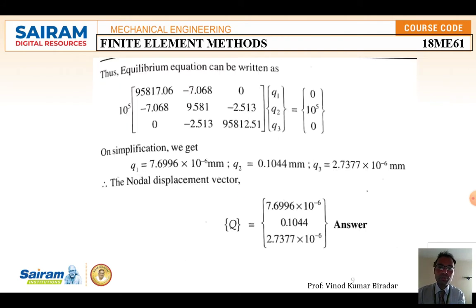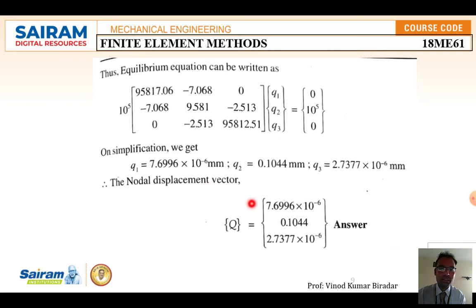Then the modified equilibrium equation can be written like this. Here we have added K1, and here also we have added. For simplification, just multiply this, and you are going to get the q1, q2, q3 values. So q1 is equal to 7.69996 into 10 to the power of minus 6, q2 is equal to 0.1044 and q3 is equal to 2.73 into 10 to the power of minus 6 mm.